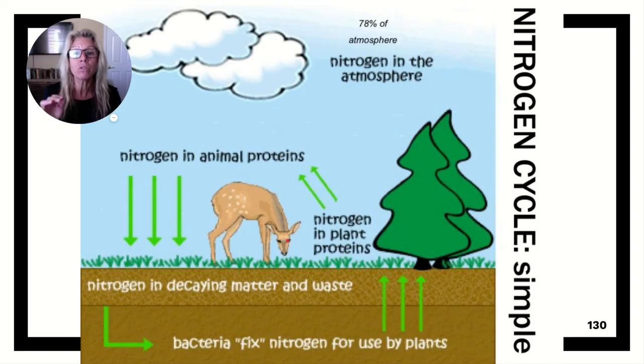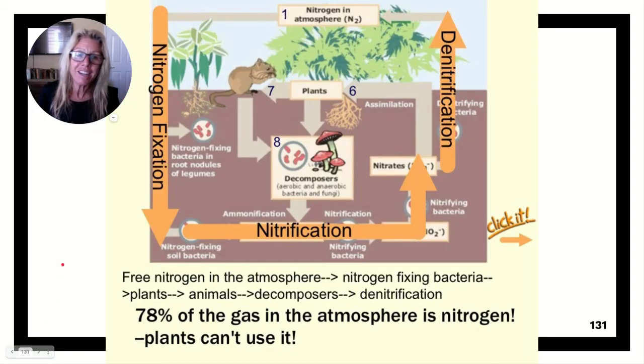Then animals can eat the plants, or other animals can eat these animals, and we get nitrogen in our living community. Then decomposers work on the plants and animals, and it can get returned to the soil. There is also denitrifying bacteria that can return it back into the atmosphere. So let me show you again another one.